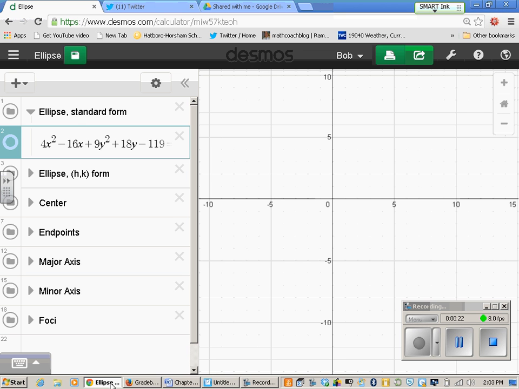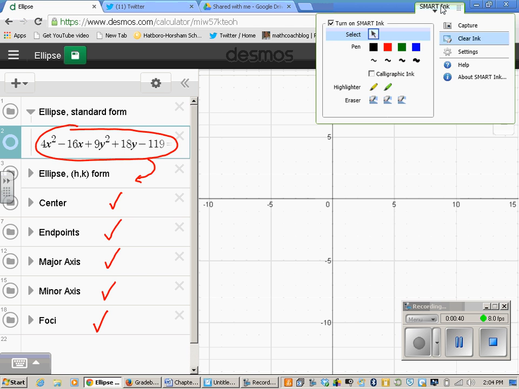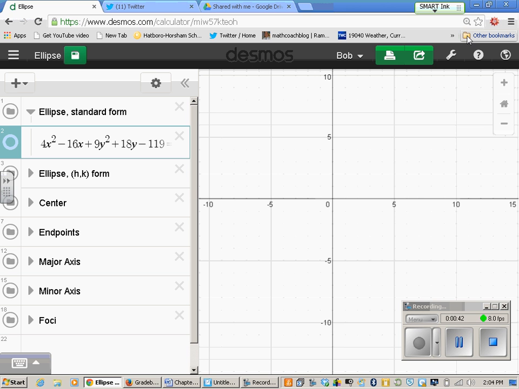So you can see that we've started off with an ellipse in standard form here. Our first job will be to take that and convert it to HK form. And HK form will allow us to find all these nice pieces: the center, we'll find 4 endpoints, we'll talk about the major and the minor axes, and we'll also find those foci as well. So we have a lot of different jobs to do today. And the worst of the jobs is really converting standard form to HK form. But if you're good at completing the square, it's not that bad.